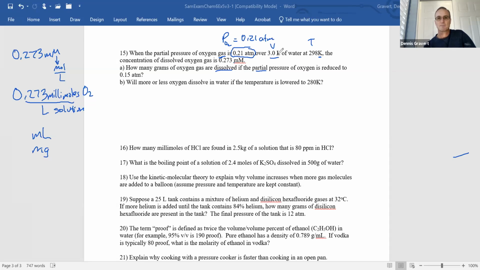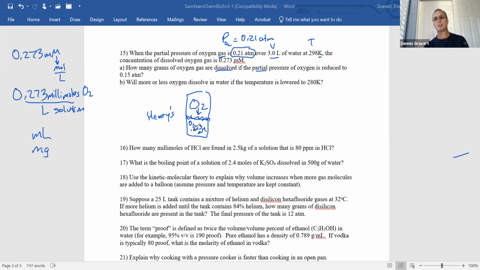Let's go back up to here and think about this one more time. We got this partial pressure of oxygen. It's just in the air, put it in a box. And then we have maybe a beaker of water. And in here is 0.273 millimoles per liter of dissolved oxygen. So the more oxygen gas that's above it, the more pressure it is, the more that the pressure can push the oxygen gas into the water. That was Henry's law.